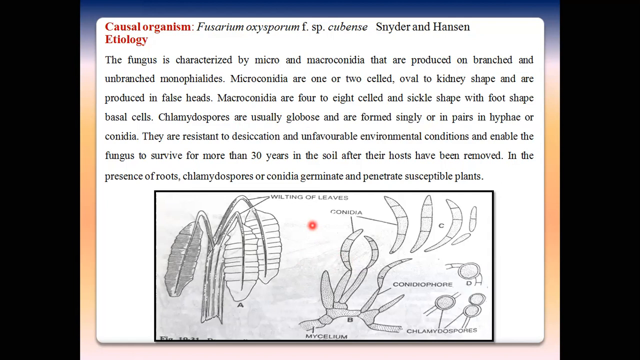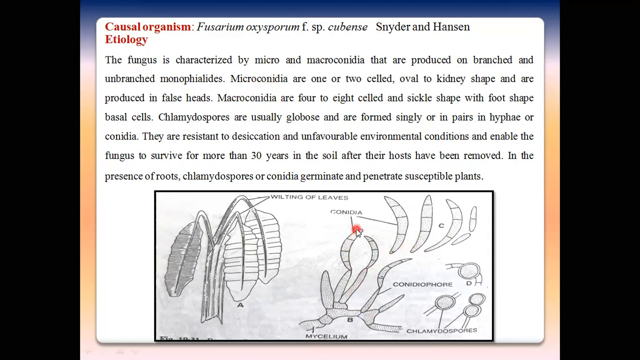After that, this fungus develops spore fruits, known as sporodochia. Inside the sporodochia, conidia and conidiophores are produced. In sporodochia, two types of conidia are majorly produced: one is the macroconidia and the other is the microconidia.